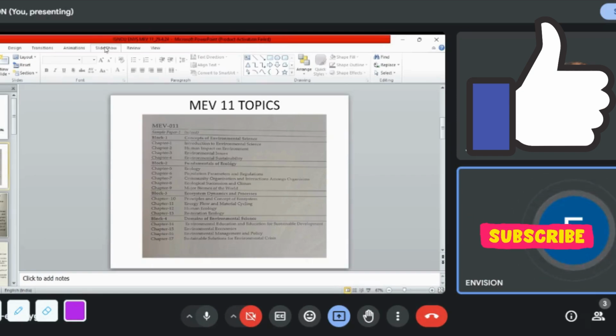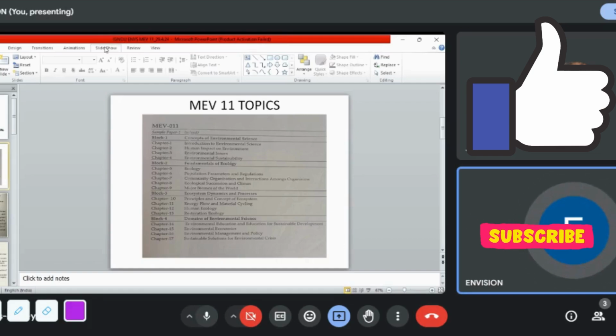In block 4 we have the domains of environmental science, and this part is more hypothetical or theoretical, consisting of environmental education, the awareness which is required for education and for sustainable development, so that the environment is maintained in a proper way for future generations also.